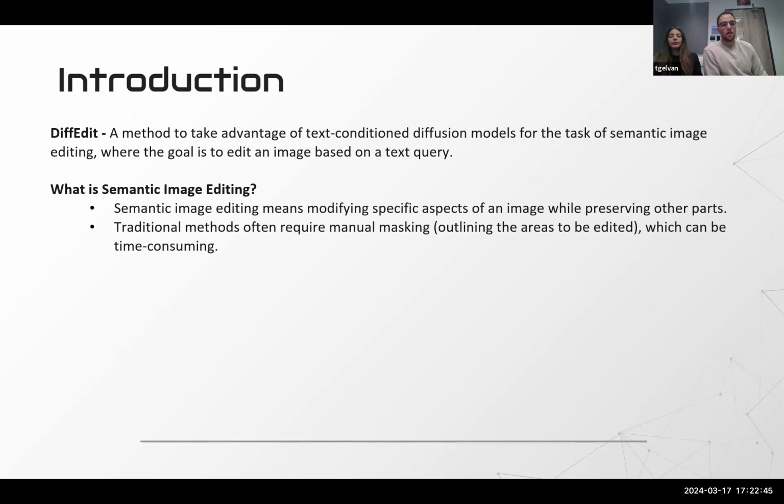So just a word about semantic image editing. Semantic image editing is the idea of replacing a specific part of the image while preserving other parts. Until today, it was usually common to use manual masking by outlining the areas to be edited, and it was time-consuming, so we would like to replace it.